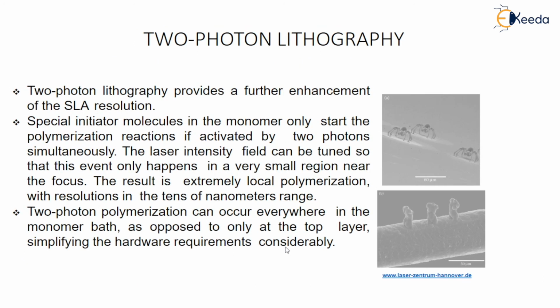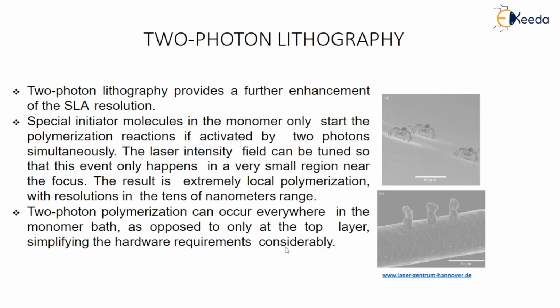Then two photon lithography provides a further enhancement of the SLA resolution. Special initiator molecules in the monomer only start the polymerization reactions if activated by two photons simultaneously. The laser intensity can be tuned so that the event only happens in a very small region near the focus. The result is extremely local polymerization with resolutions in the tens of nanometer range.